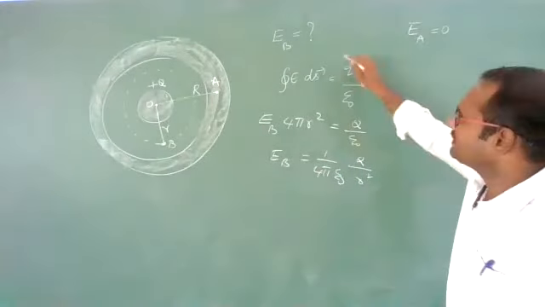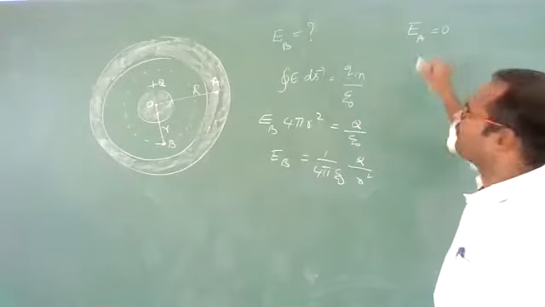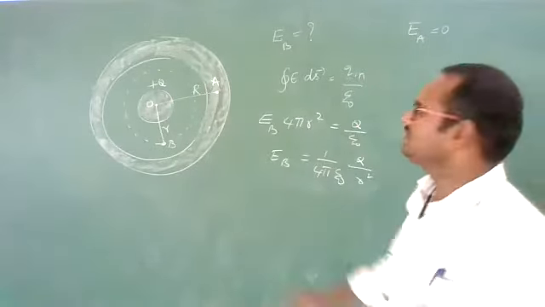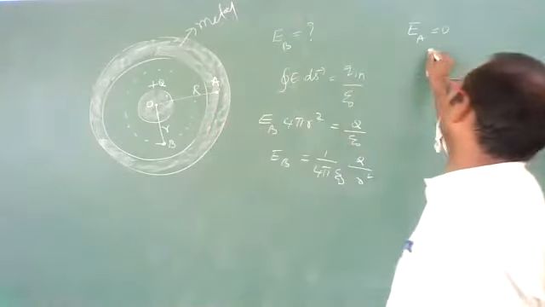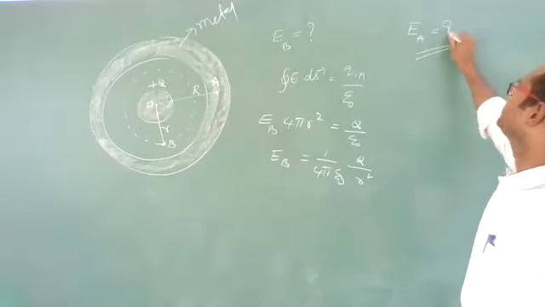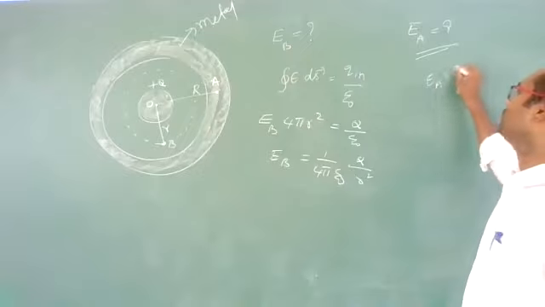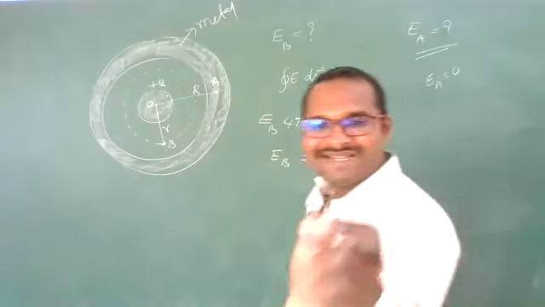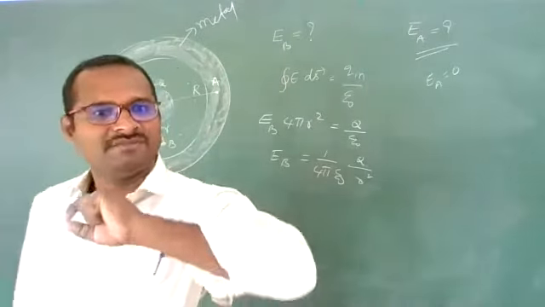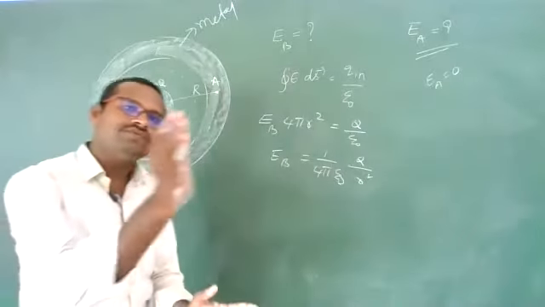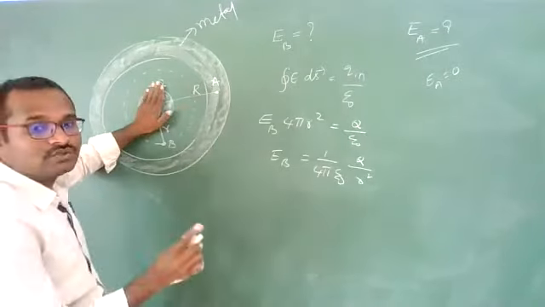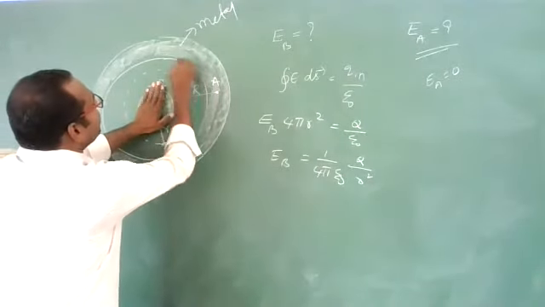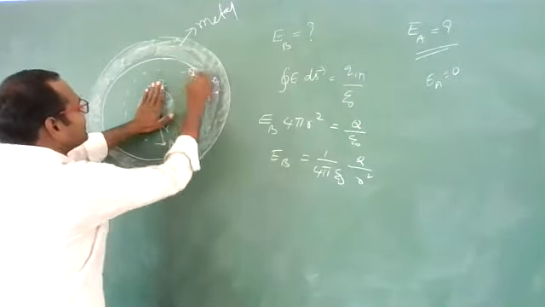Now the question is, what is the electric field at point A? This is a metal. You can write directly it is 0. Wherever material is present, the electric field must be 0. Or you can go with another method. This is a plus Q charge. This plus Q charge will induce minus Q charge on the inner surface of this metal.